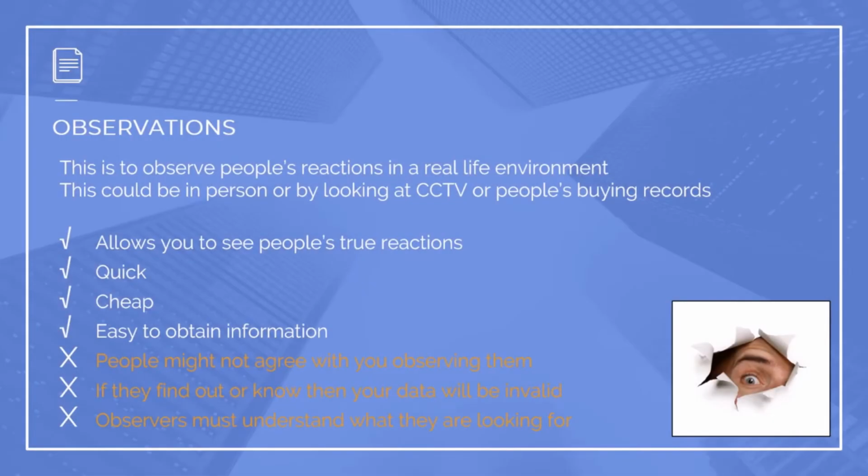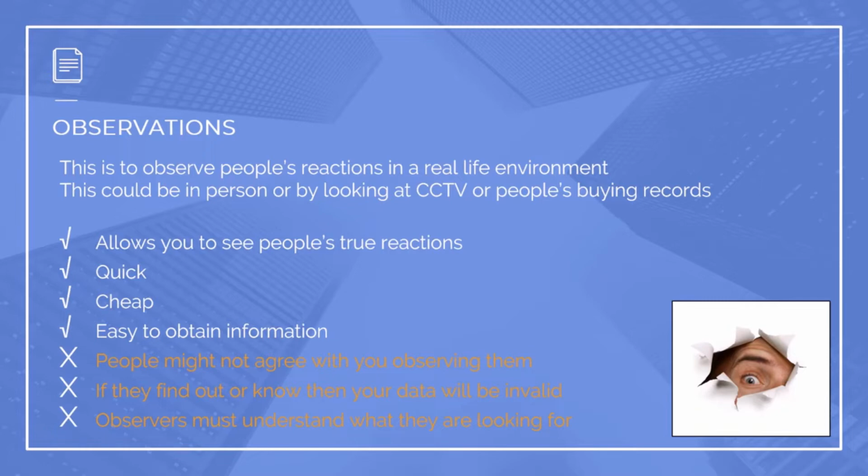Next, we look at observations. Literally, it's exactly what it sounds like. You are observing people. This tends to be done in businesses like shops, where the staff might observe what they see in front of them. They might observe people's reactions to prices, and their reactions to sales and advertisements within the store. It could also be done in person or by looking at CCTV, and it can also be done by observing people's buying records. So, looking at people's order histories and at what people with club cards might be buying in the supermarket and so on.